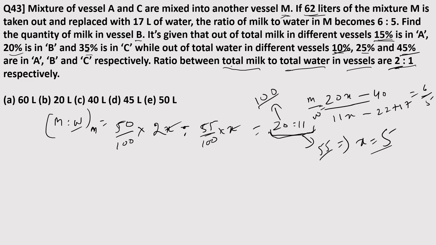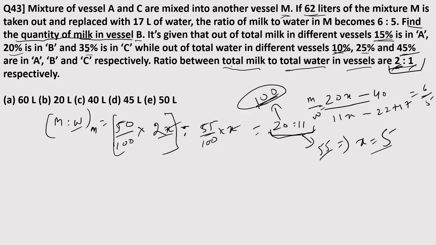water. Fine. Now it is asking to find the quantity of milk in vessel B. This is what is asked in the question, quantity of milk in vessel B. Now if this is 100, guys, tell me one thing, 50% of 2x, I had told you this 2 is to 1 is total milk to total water, 50% of 2x equal to 100. So can I say x equal to 100, because 50% is 1 by 2 into 2 will get cancelled out, so x equal to 100.